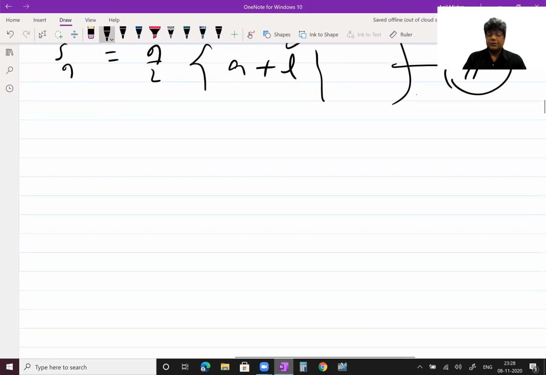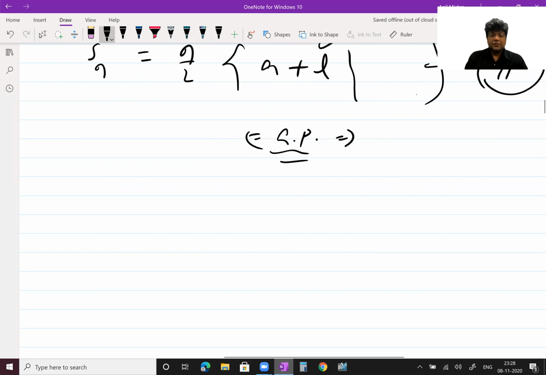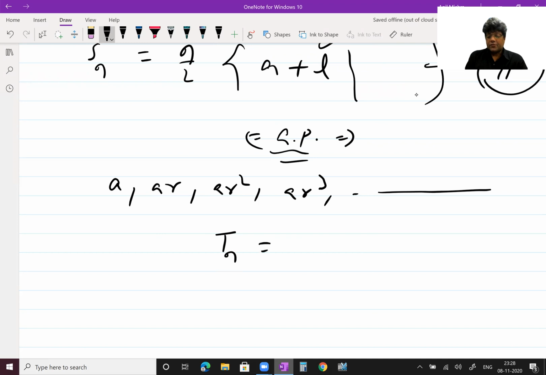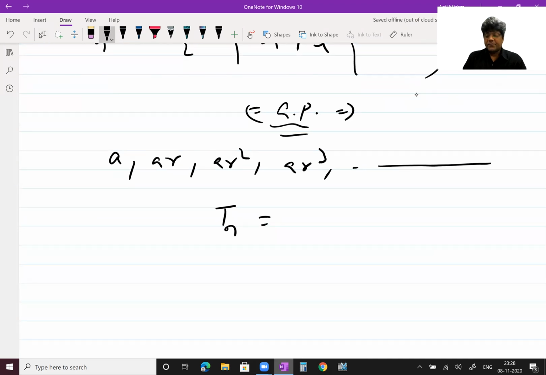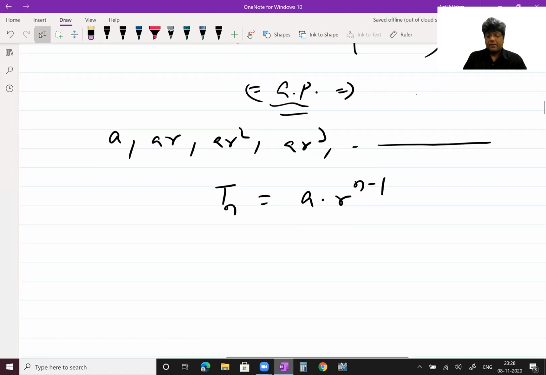Now, GP. In a geometric progression, the numbers can be given as A, AR, AR square, AR cube, and so on. What is the formula to be used for calculating the nth term of a GP? A into R to the power n minus 1.